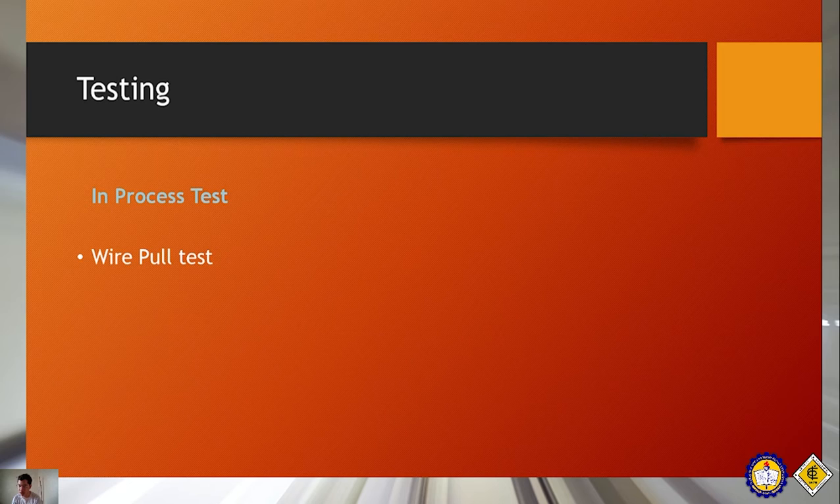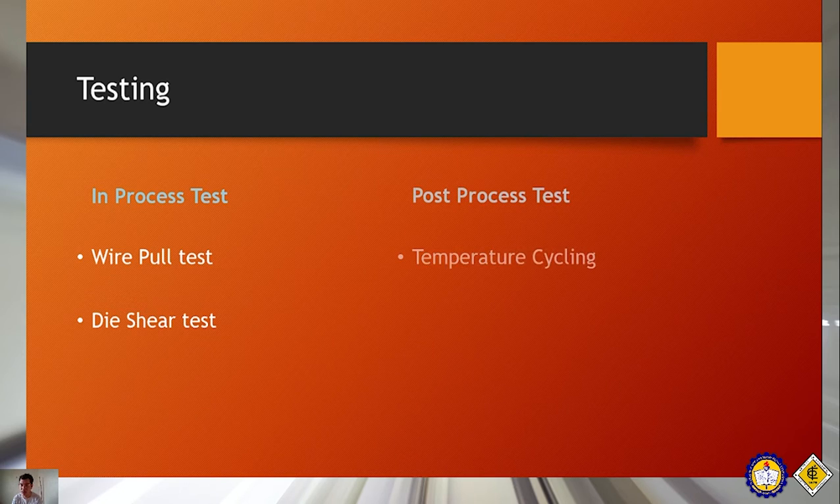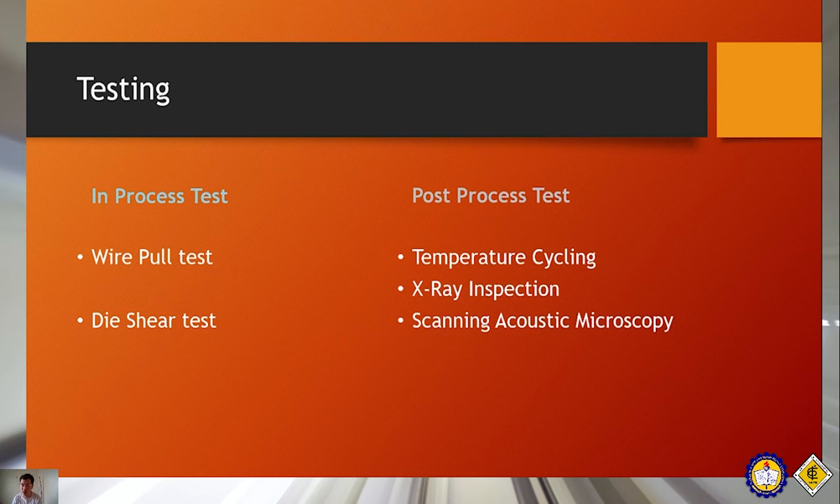So in the testing process, we need this. The testing process in packaging is that they test the wire pull test, then die shear test, and post-process test where we're testing the temperature cycling and the X-ray inspection, then scanning acoustic microscopy of these microprocessors. And we are also dealing with the electrical test for the capability and efficiency of this device.